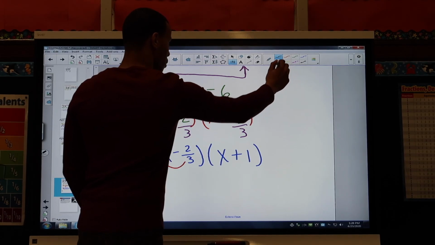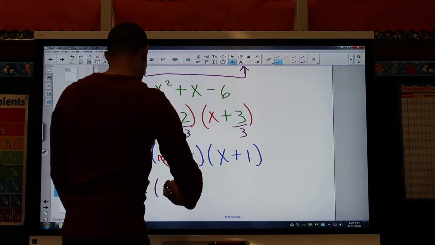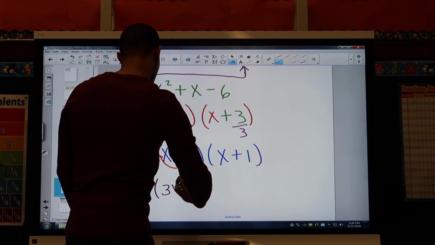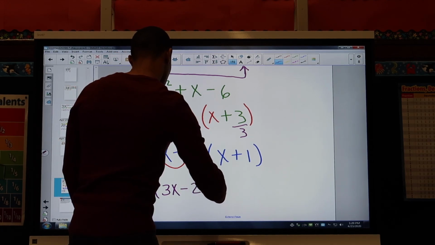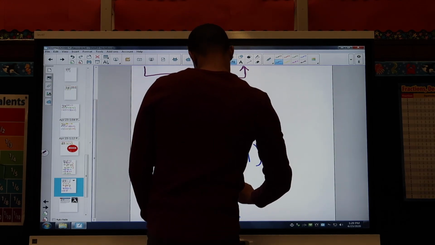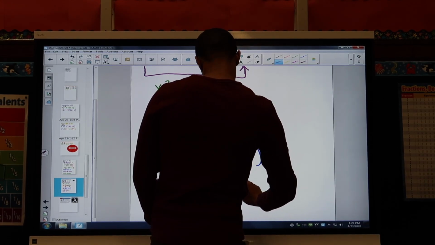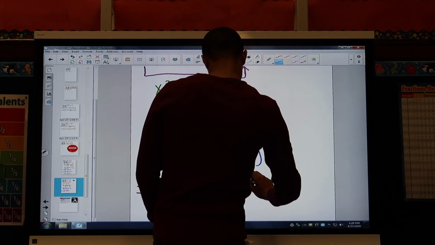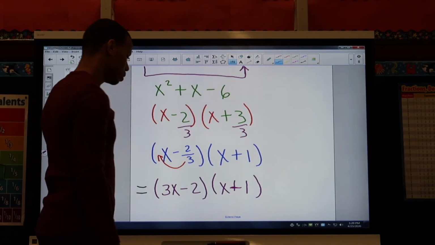what color am I using? There we go. So this would be 3x minus 2, and then this would be times x plus, there we go, plus 1. There we go.